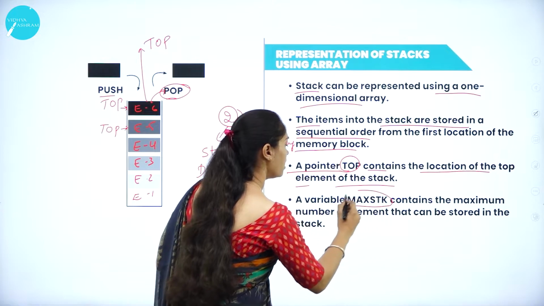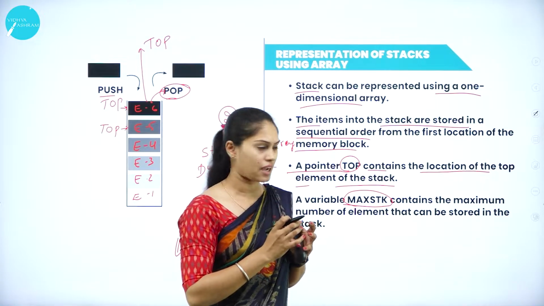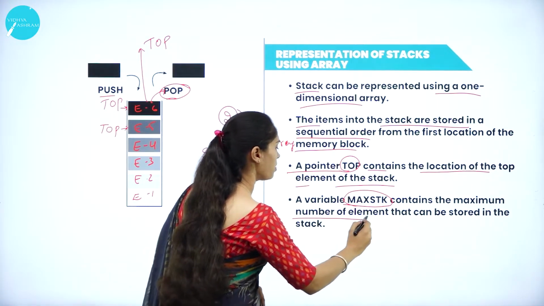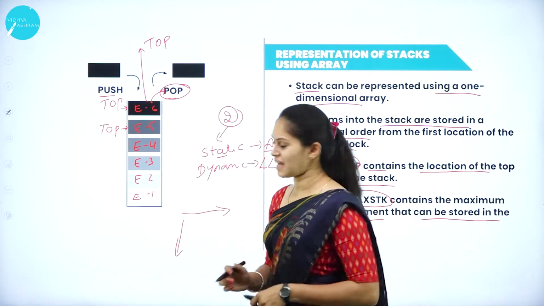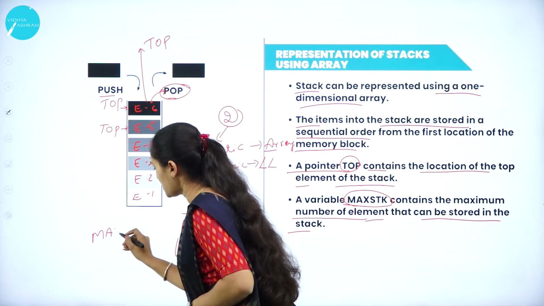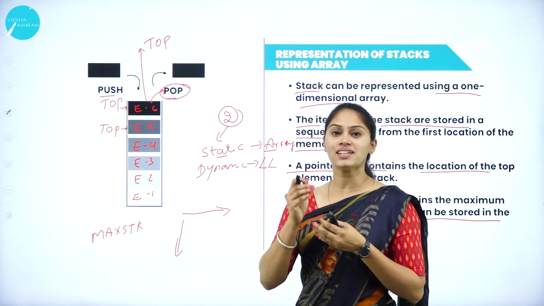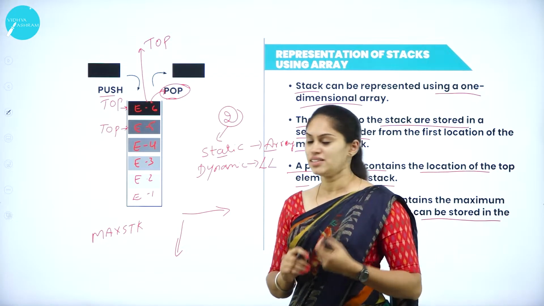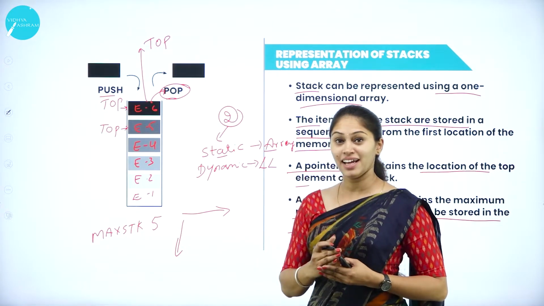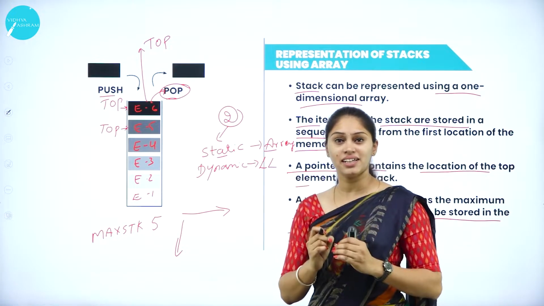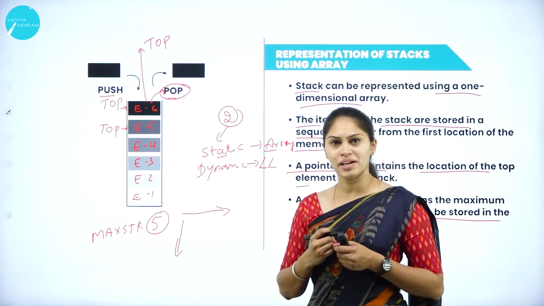And we are going to use a variable called MAXSTK, that is, maximum stack. It contains the maximum number of elements that can be stored in the stack. For example, MAXSTK is 5. What does it indicate? It indicates that our stack can contain at most 5 elements. That represents the number of elements of a stack.